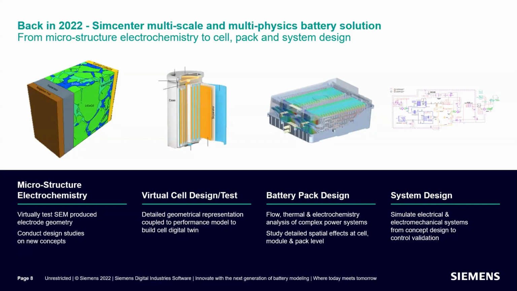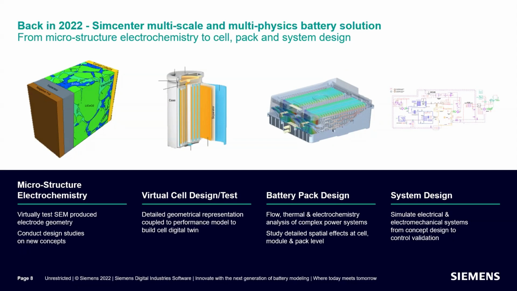But back then, they looked at four crucial parts of battery design: from microstructure and electrochemistry, through actual individual cell design, then pack design, and then system design. And when you look at each of those columns, they're all very discrete disciplines, and really many different engineers were doing each one.